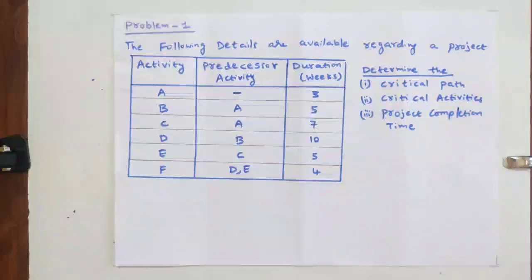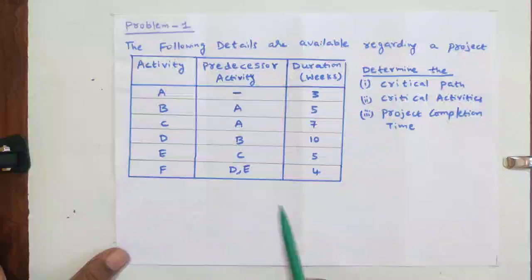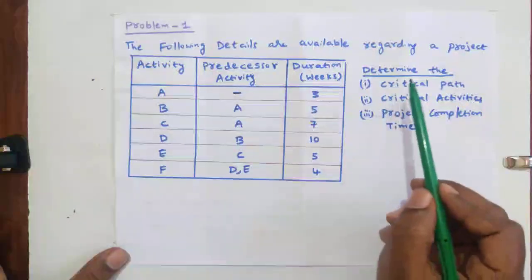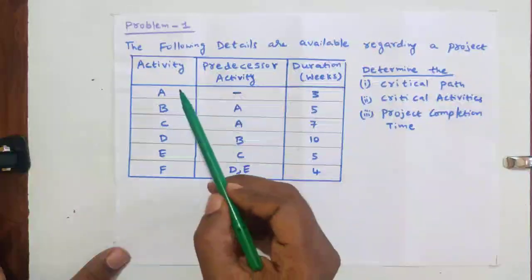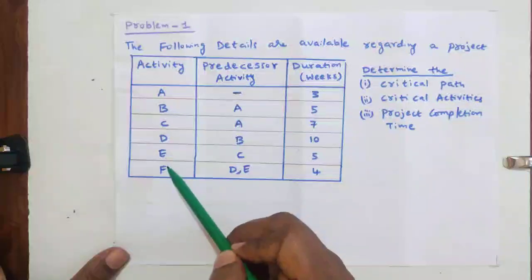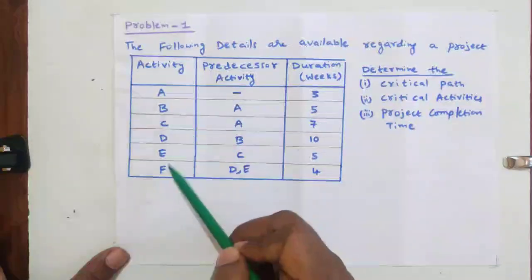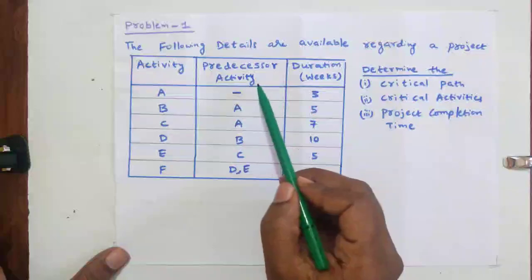Hi friends, today we are going to discuss critical path method (CPM) related problems. This is problem number 1. In this problem, the following details are available regarding a project and activities A, B, C and D. Six activities are given, A to F, along with predecessor activities.